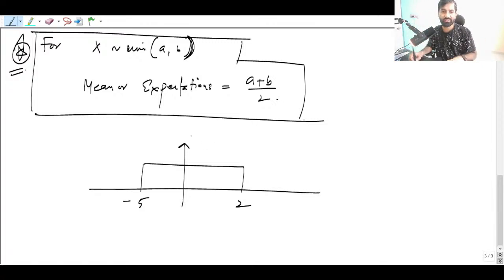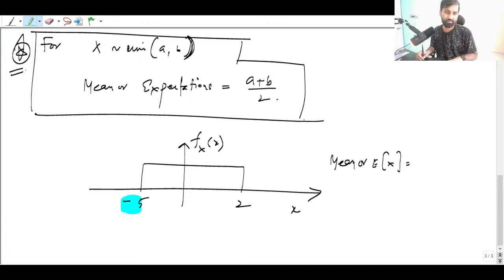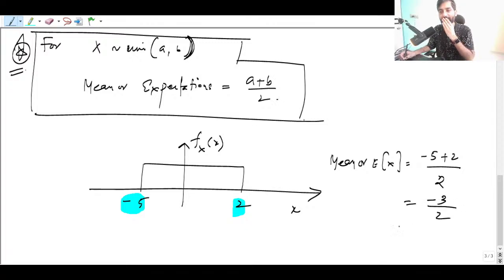So you can directly say that the mean, suppose this is the density function, a uniform density function. The mean, or the expectation of x, is going to be: you can take this as a and this as b. So you just add them, -5 plus 2 by 2, which is nothing but -3 by 2, which is -1.5, right? So that is your expectation, negative 1.5 here.